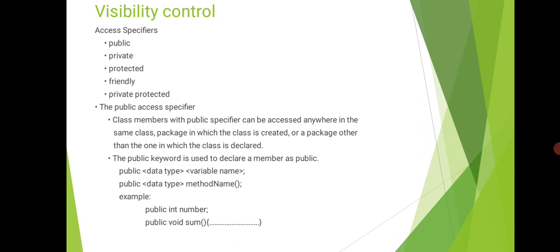The public keyword is used to declare a member as public: public data type variable name, public data type method name and body of the method. Example, public int number is a public access specifier. This number can be accessed within the class, outside the class, within the same package, and outside the package in other packages. So anywhere it can be accessible. Similarly, public void sum means that sum function can be accessible anywhere in the package, anywhere in the class and anywhere in other packages also. So this is about the public access specifier.